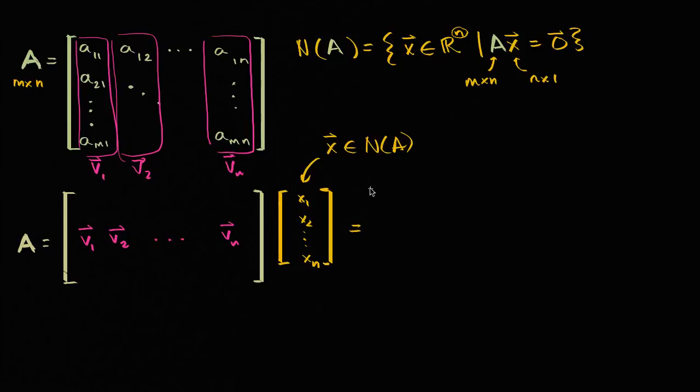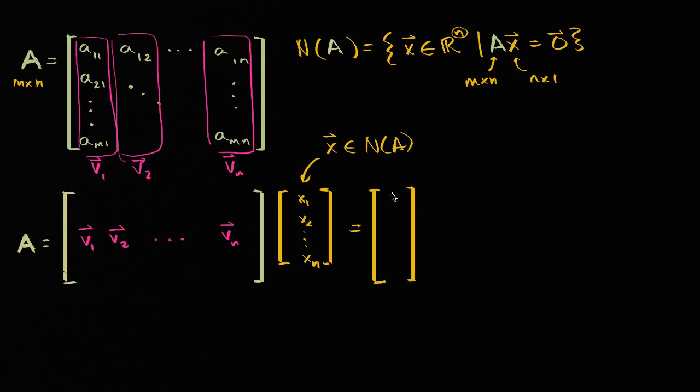And once again, the 0 vector is going to be an m by 1 vector. So it's going to have the same number of rows as A. So I'll try to make the brackets roughly the same length. And there we go.